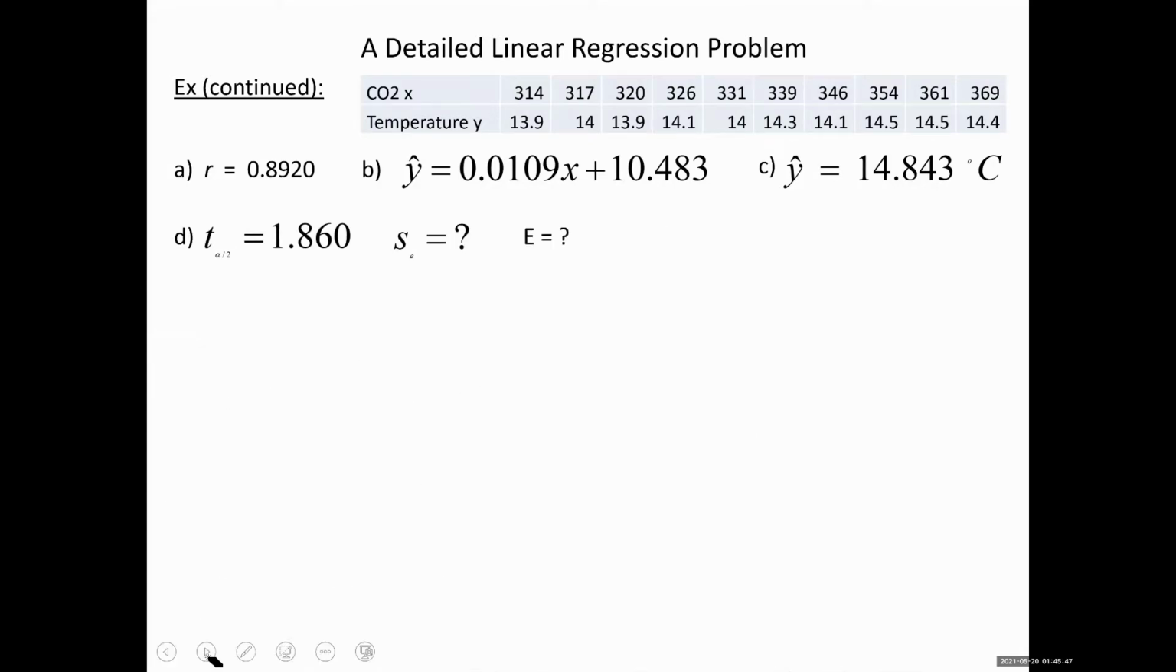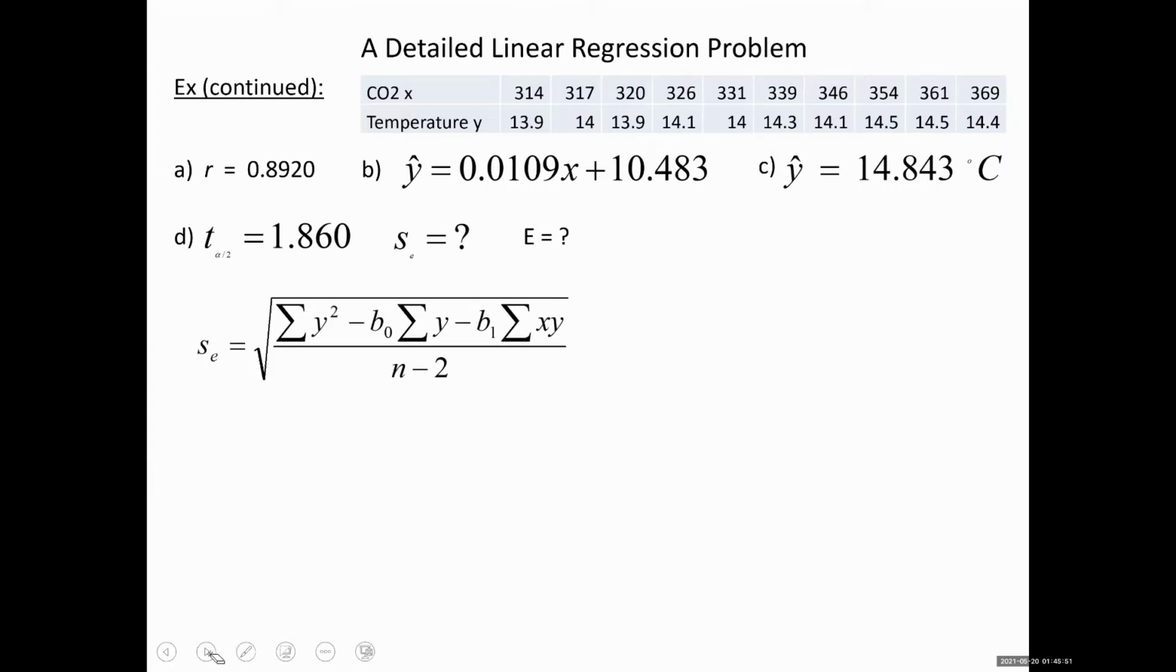After you have T alpha over 2, then the next thing to do is to calculate this SE business, this standard error of estimate business. There's a formula for it. So you just plug into the formula. But let's talk about the formula for a second. So on top it says sum of y squared. That's something you calculated at the beginning. Sum of y is something else you calculate at the beginning. Sum of xy is something else you calculate at the beginning.